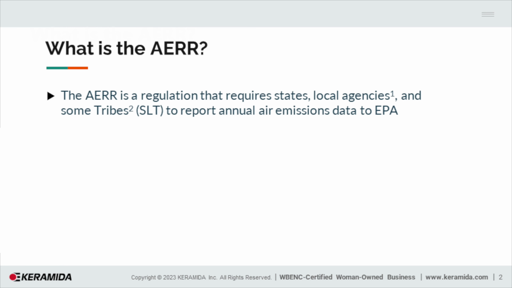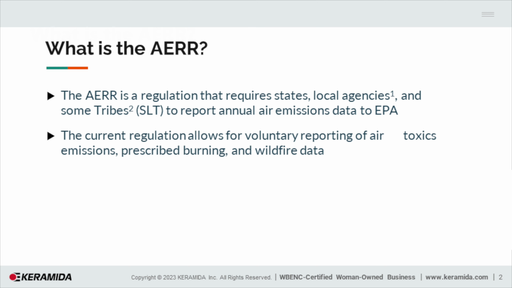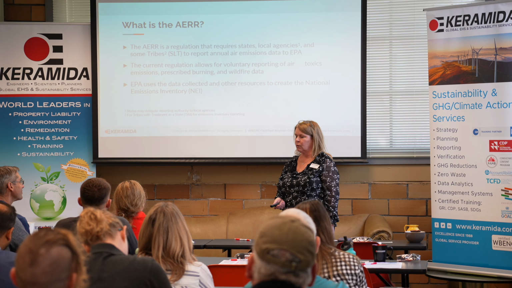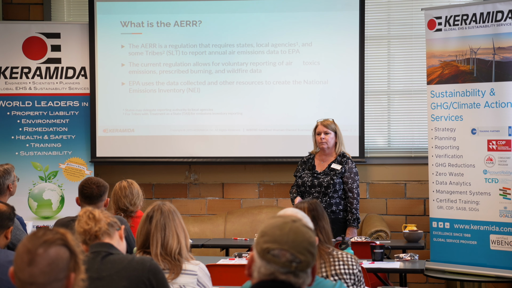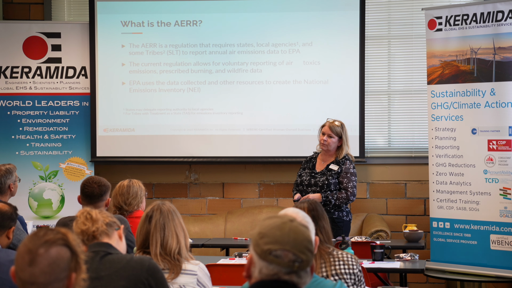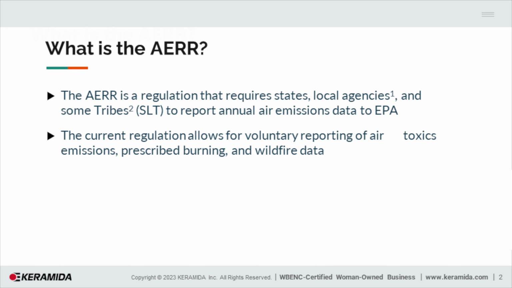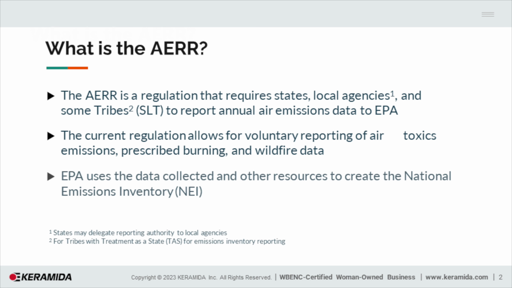It is an EPA regulation that requires states, local agencies, and tribes to report annual emissions to EPA. The current regulation allows for voluntary reporting of air toxics emissions, or HAPs, as they're also called, but it does require reporting of criteria and precursor pollutants. They use this data that they collect for several reasons, but mainly for the National Emissions Inventory.